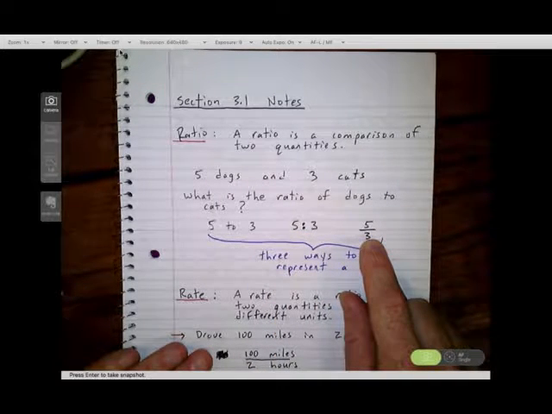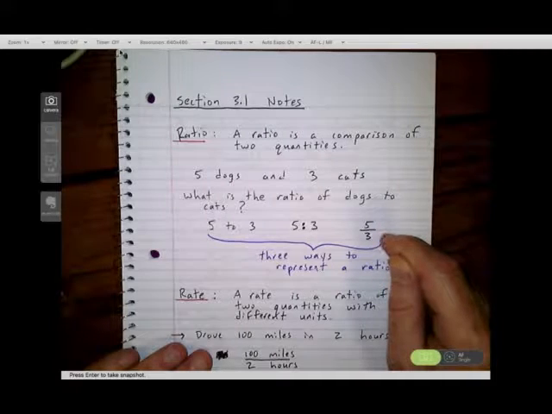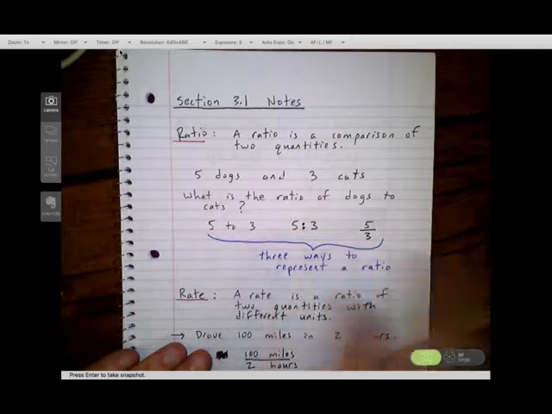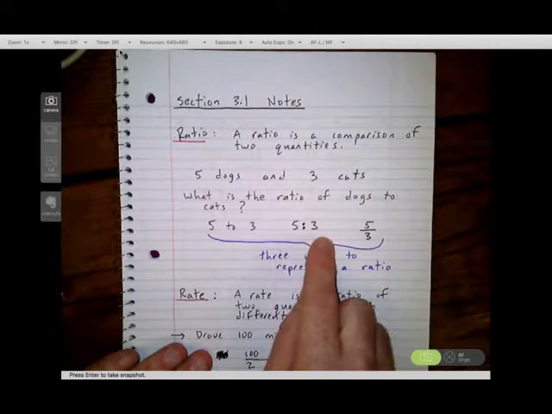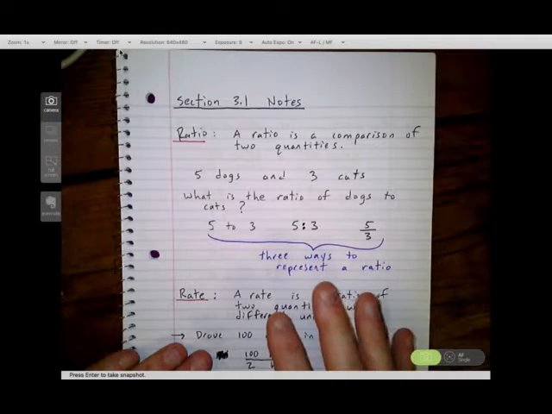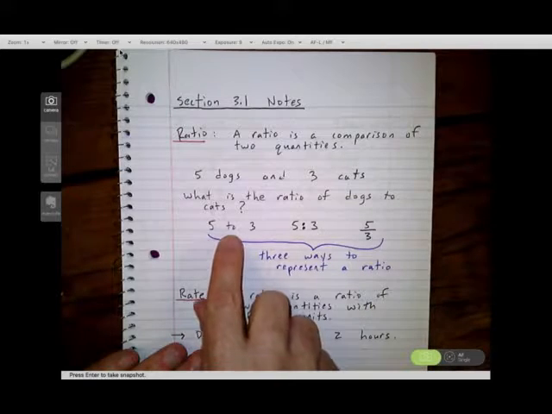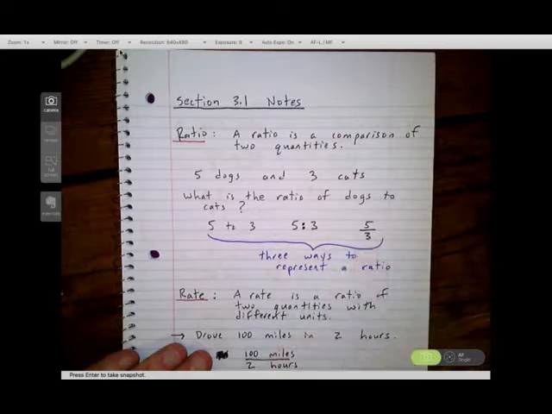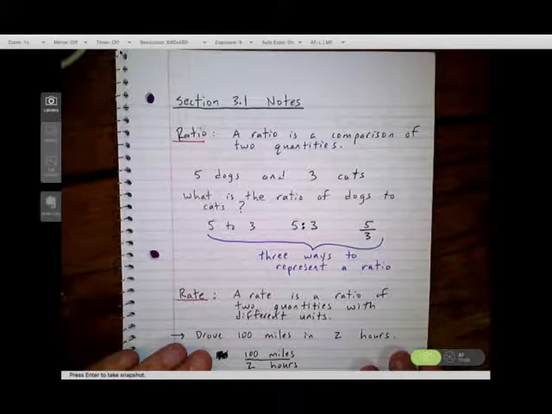Or the other really common way to write a ratio is to use a fraction. So 5 over 3. 5 dogs to 3 cats. I like fractions the best personally, but all these are great. And we can treat all of these like a fraction. On your assignment, you're going to have to simplify them or reduce them a little bit, and I'll show you a few examples of that later. So you could use the word "to," the two dots, a colon, or a fraction. And that's how they'll look in the book when they are writing out ratios.